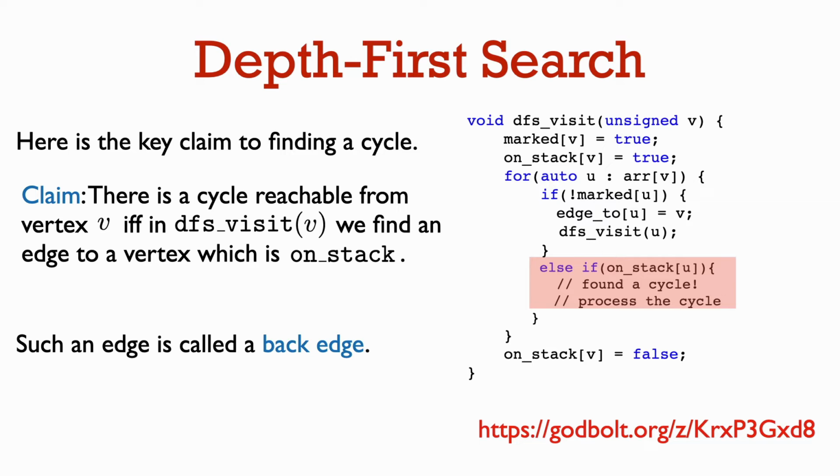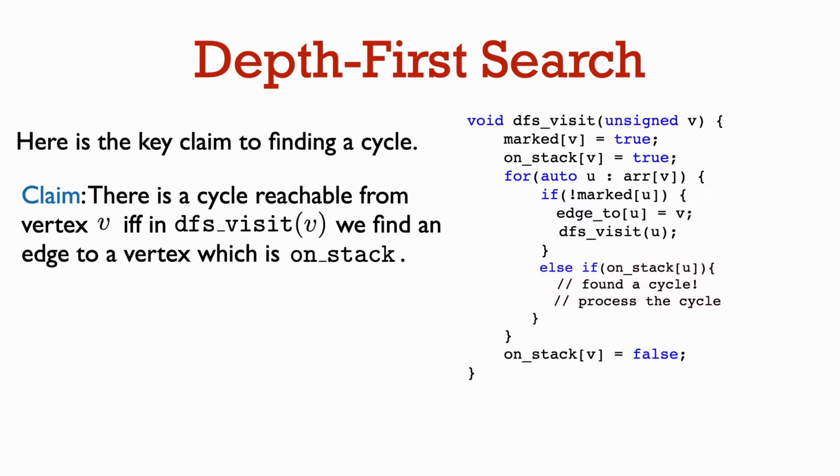So you can see this code working at the given Godbolt link. So this kind of edge, an edge from the vertex we are exploring to a vertex that's already on the stack, is called a back edge. If we find a cycle, we can also explicitly output what it is.